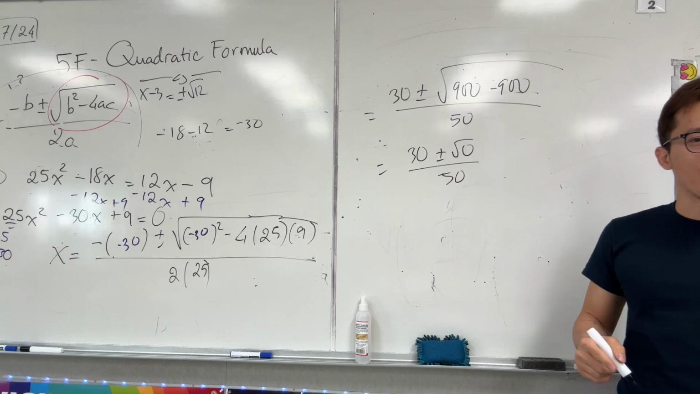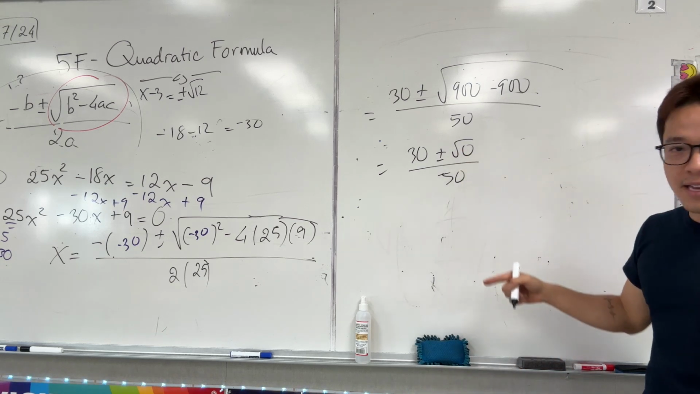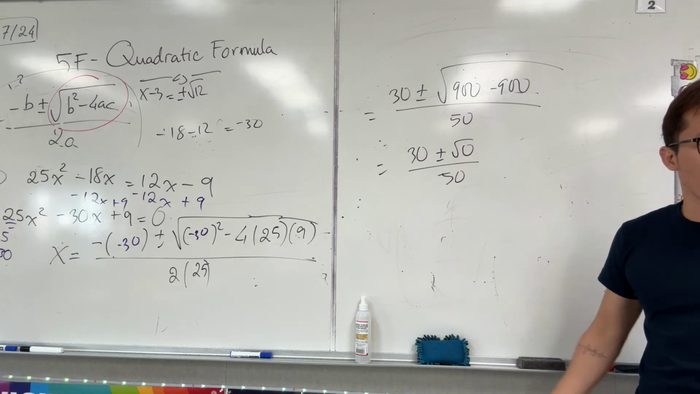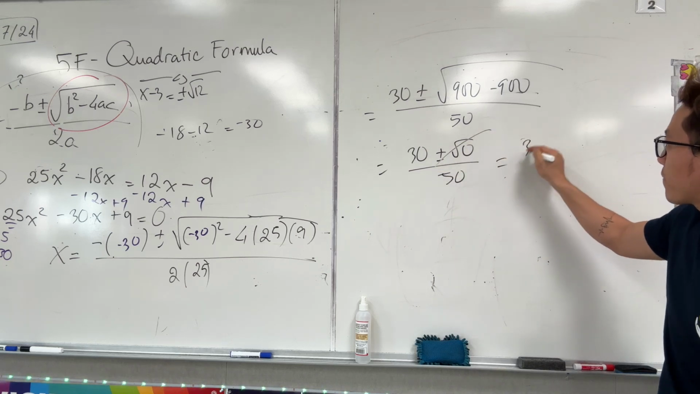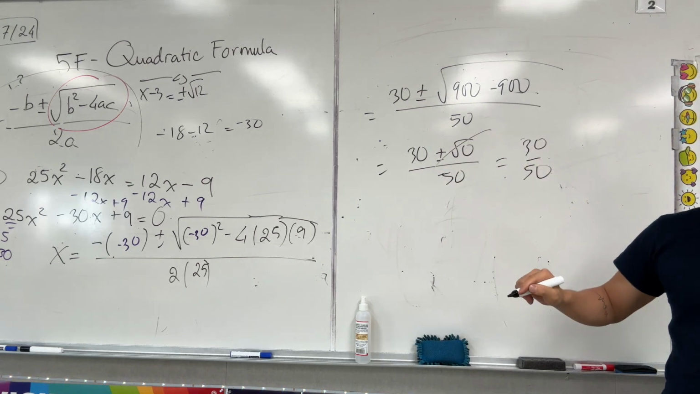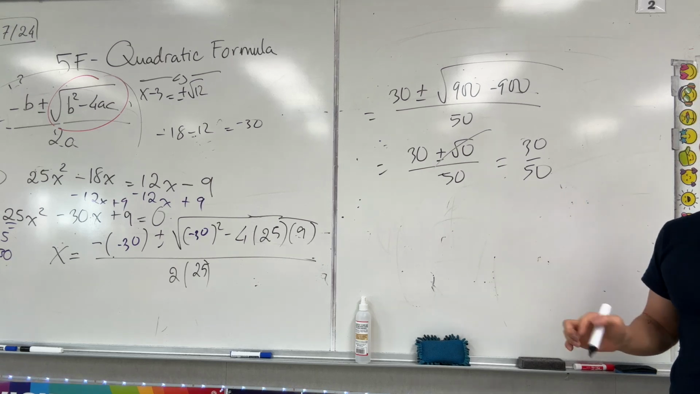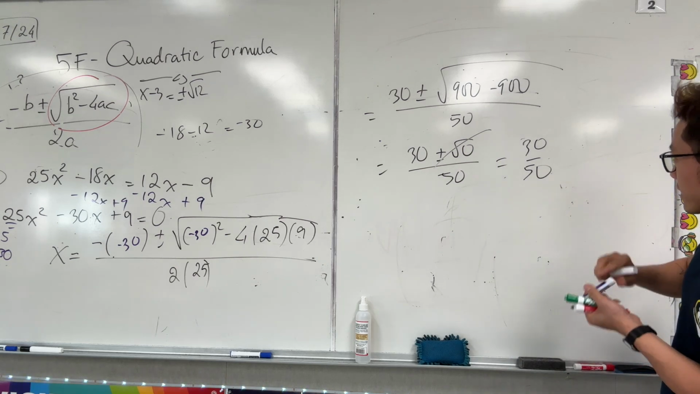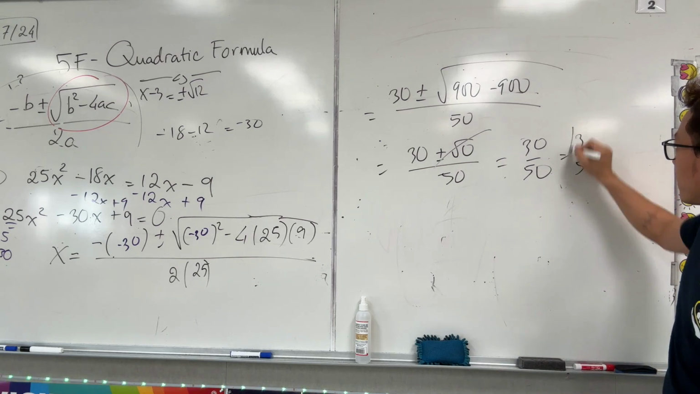What is square root of 0? 0. Plus minus 0 is 0. Nothing. Don't keep this. Okay, so you're going to have 30 over 50. Final answer? Need to simplify it. Okay, divide everything by 10. Yes, so you have 3 over 5.